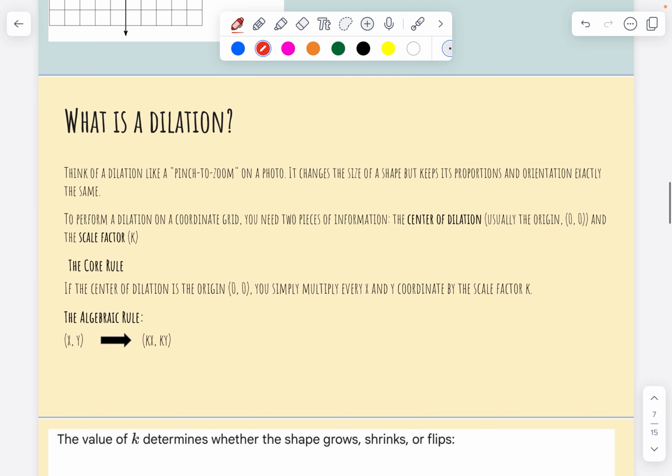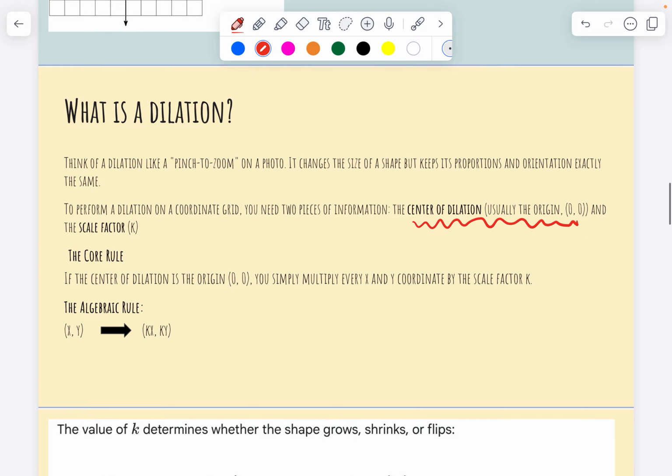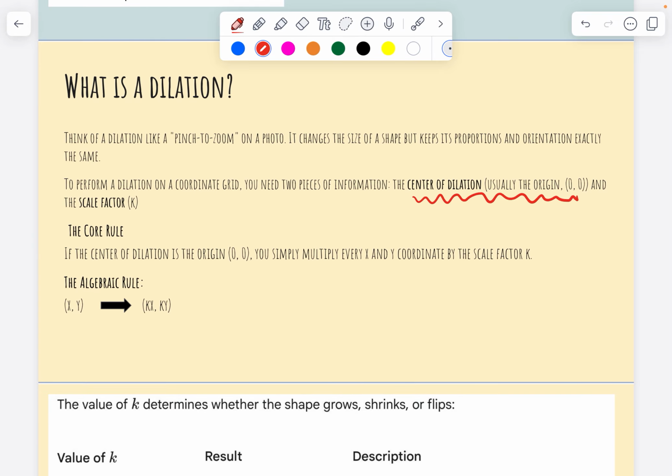Next is dilations. Think of a dilation like a pinch to zoom on a photo. So if you're looking at a picture on your phone and you zoom it in or zoom it out, it changes the size of the shape but keeps its proportions and orientation exactly the same. To perform a dilation on a coordinate grid, you need 2 pieces of information. The center of dilation, usually at the origin. All of ours are going to be at the origin. And the scale factor. So the scale factor is really just what we're multiplying x and y by.